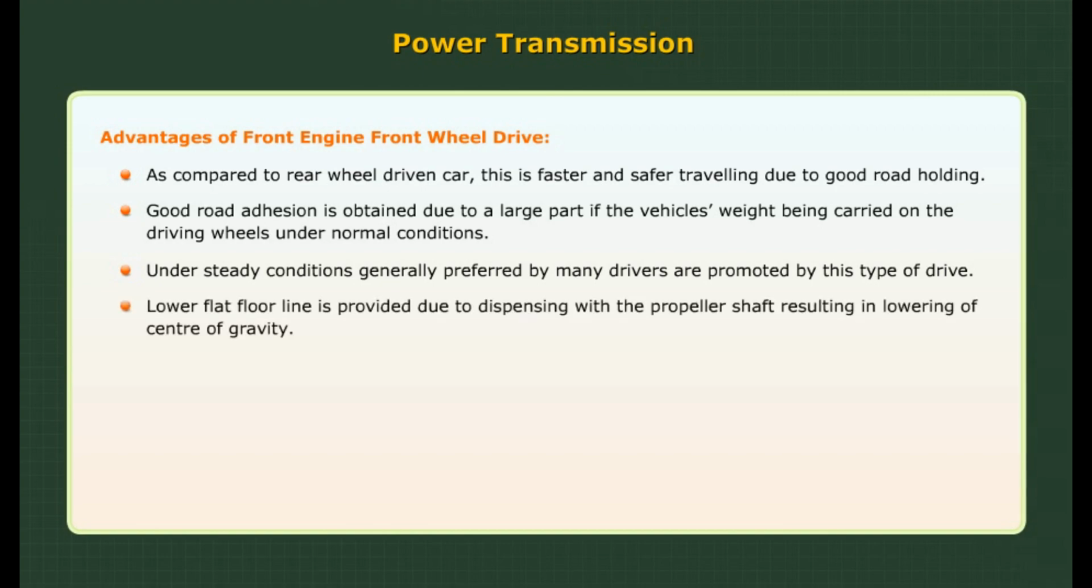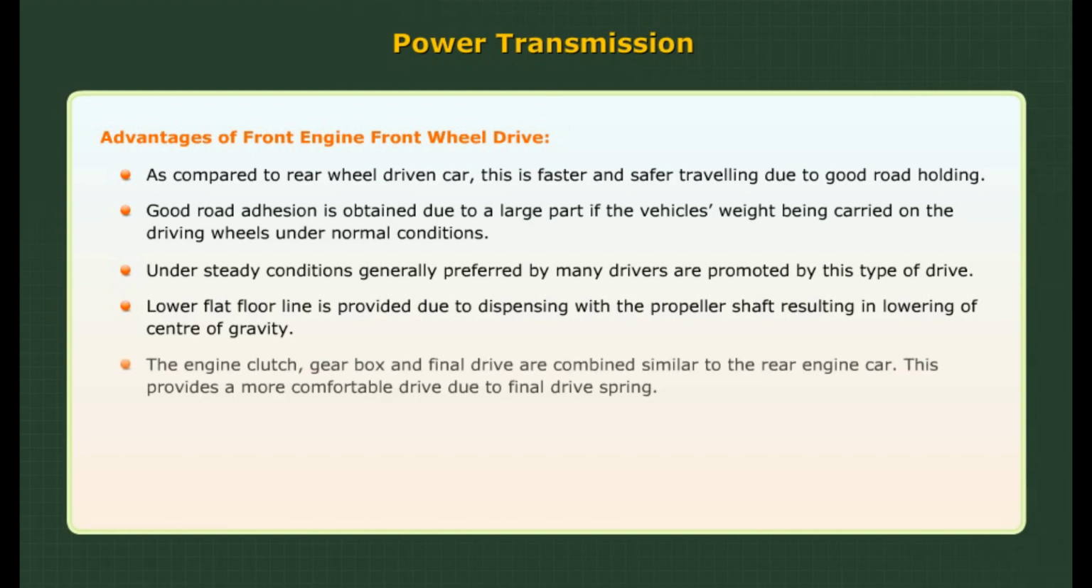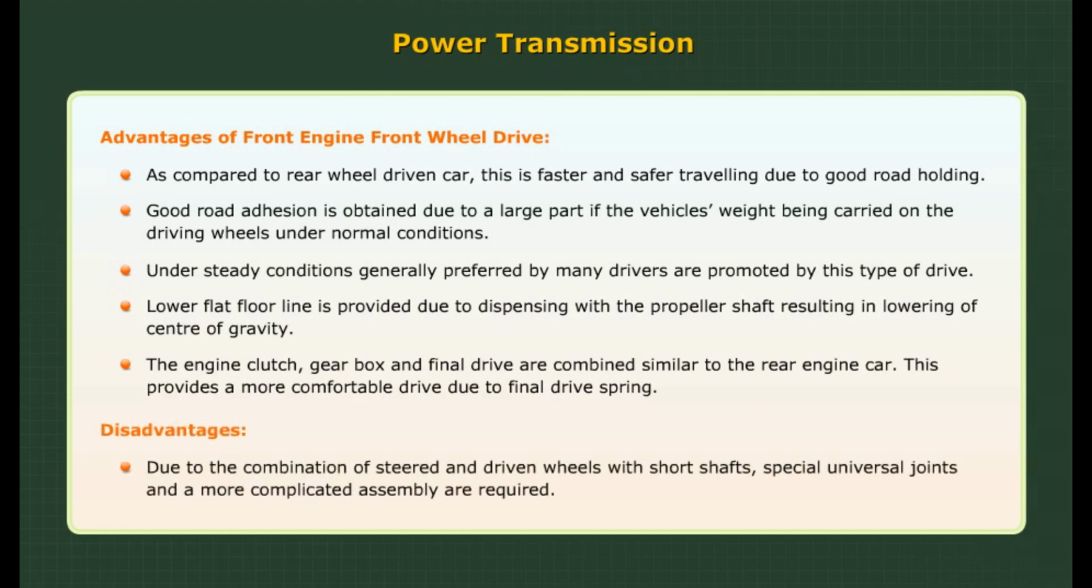Lower flat floor line is provided due to dispensing with the propeller shaft, resulting in the lowering of the center of gravity. The engine clutch, gearbox, and final drive are combined similar to the rear engine car. This provides a more comfortable drive due to final drive spring. Disadvantages. Due to the combination of steered and driven wheels with short shafts, special universal joints and a more complicated assembly are required.